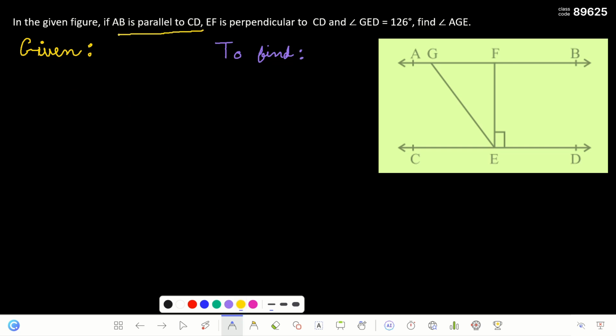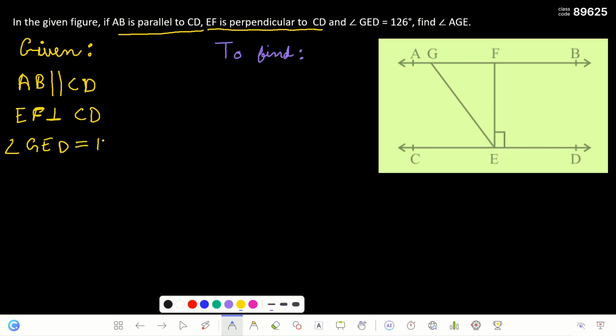So what have we been given? Well, firstly, we know that AB is parallel to CD. Let's write that down. AB is parallel to CD. This is the symbol of parallel, right? Second thing, EF is perpendicular to CD. That's the symbol of perpendicular. Lastly, I know that angle GED equals 126 degrees. That's all that I have been given. We have three pieces of information given in the question. Now, what are we supposed to find? We're supposed to find only one thing, angle AGE.